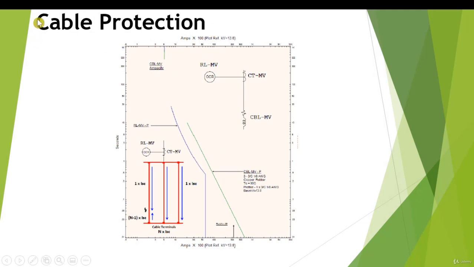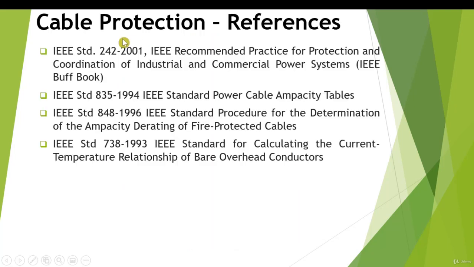Now here we'll understand the cable protection. On TCC, you will find a green line which is a cable damage curve, and the relay characteristic has to be set below the cable damage curve. These are the standards which are being used for cable protection.